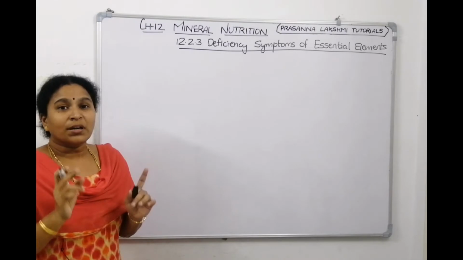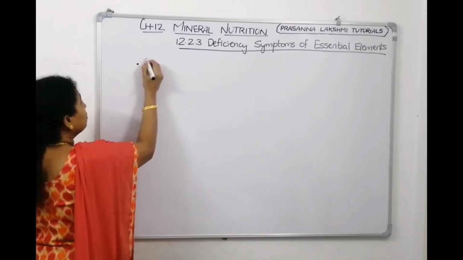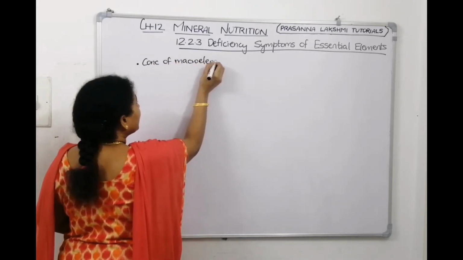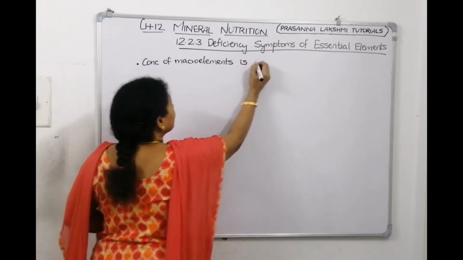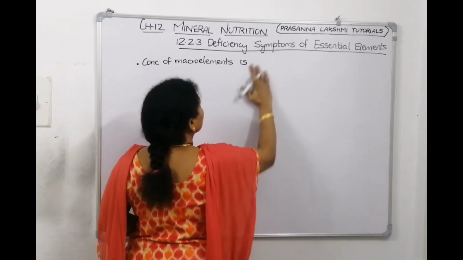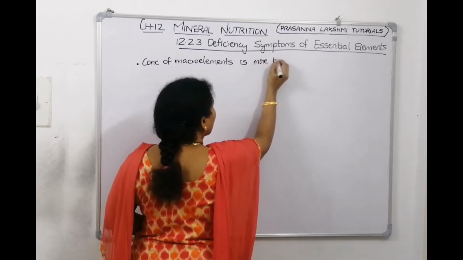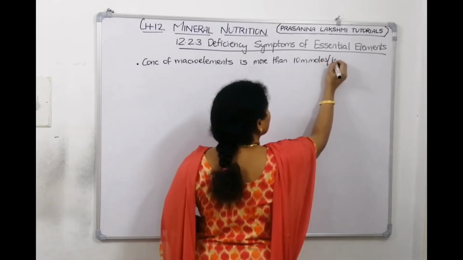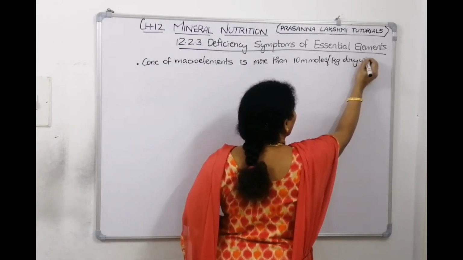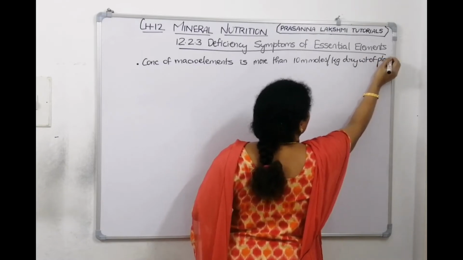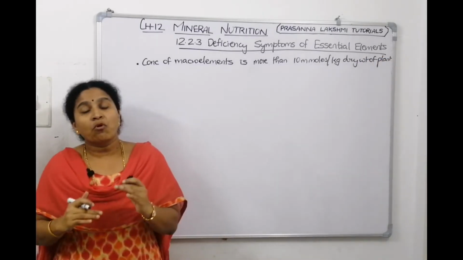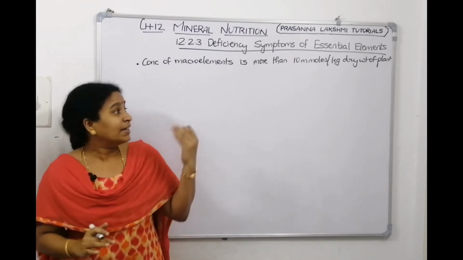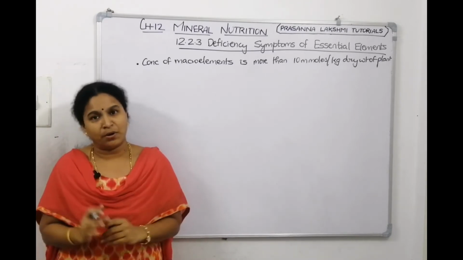Now we know the concentration of macro elements. The concentration of macro elements is 10, or we can say more than 10 millimoles per kg dry weight of plant. The macro element concentration should be more than 10 millimoles per kg dry weight of a plant. If the concentration is more than 10 millimoles per kg dry matter, then that's a macro element, right?